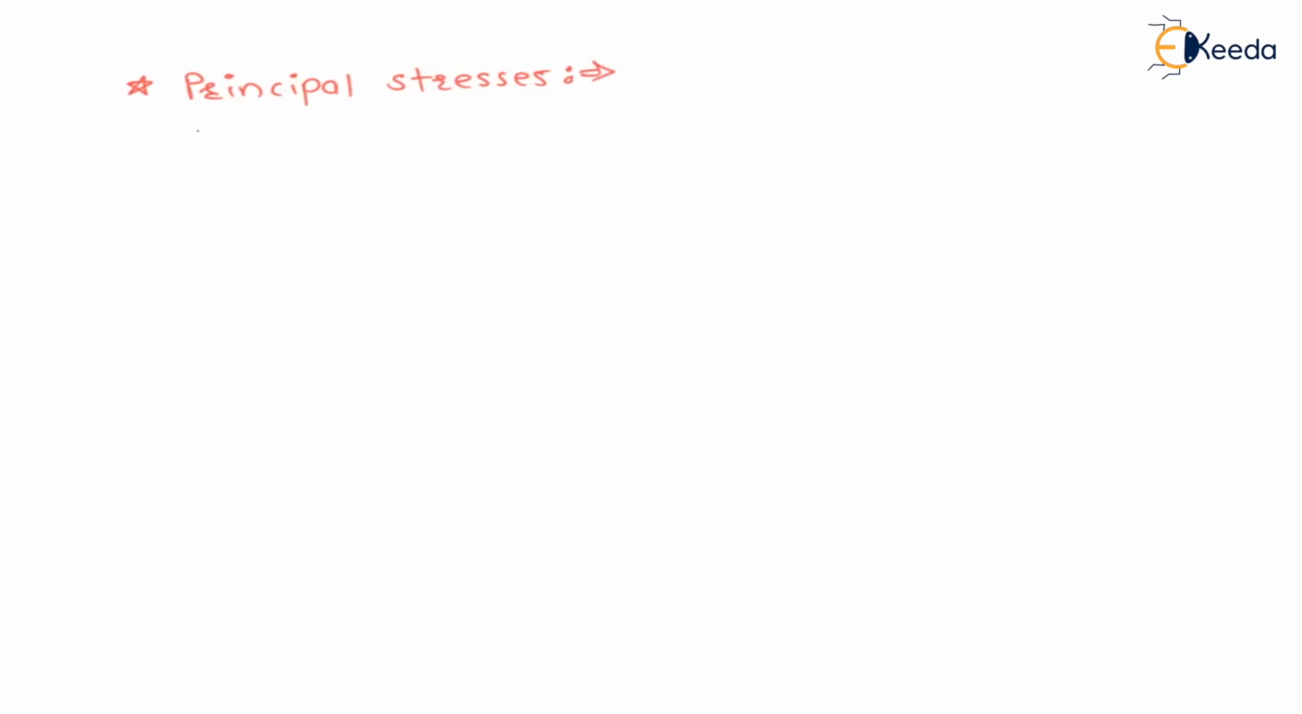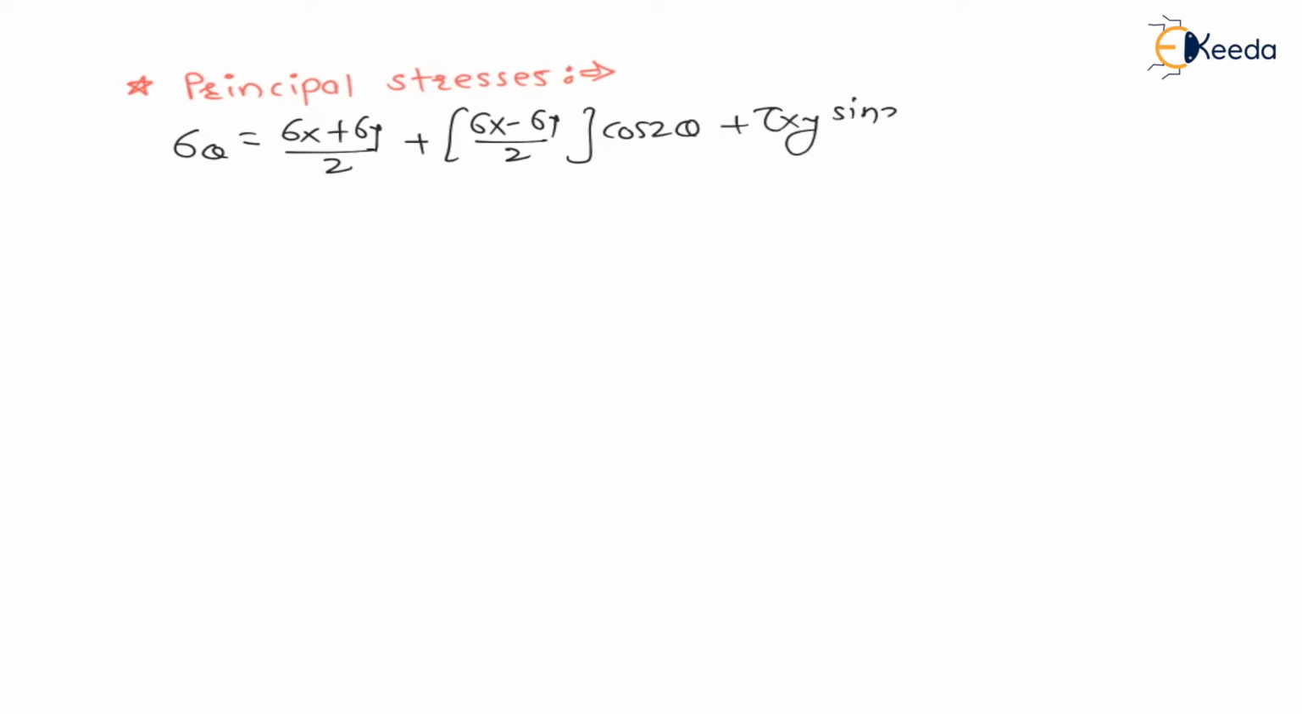As of now, sigma theta is equal to (sigma x plus sigma y)/2 plus (sigma x minus sigma y)/2 cos 2 theta plus tau xy sin 2 theta. Now, if this equation is maximized and minimized, then while maximizing you will get sigma 1 and while minimizing you will get sigma 2 as per mathematics. But here we are not learning mathematics, hence in a graphical way I will derive these formulas.